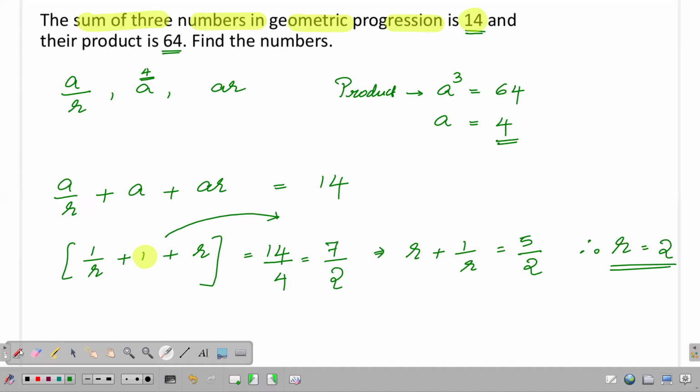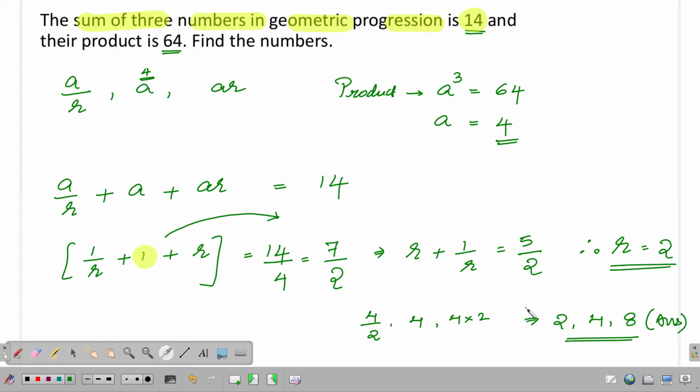So now you got the first term as 4. The common ratio value is equal to 2. I have assumed the 3 terms as A by R, A, AR. So this will be 4 by 2, 4, 4 into 2. So what are the terms? 2, 4, 8. You can consider these are the 3 terms under geometric progression. So 2, 4, 8, that is my answer.